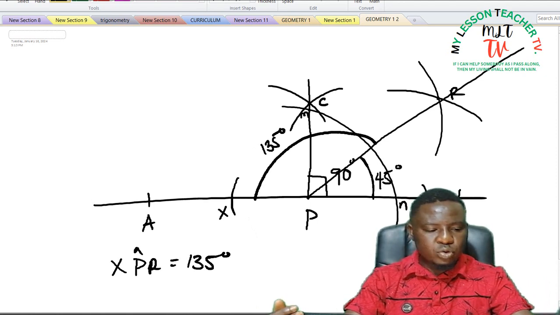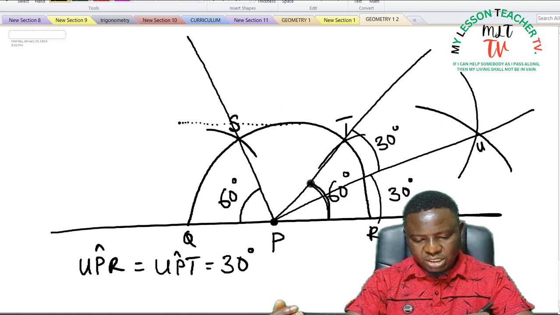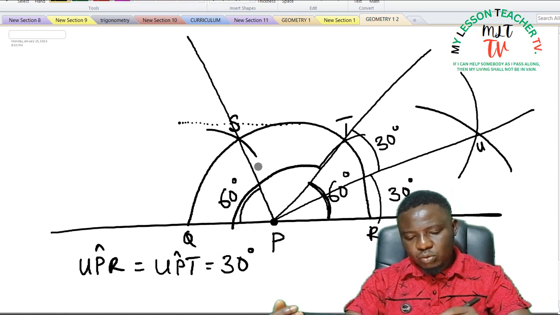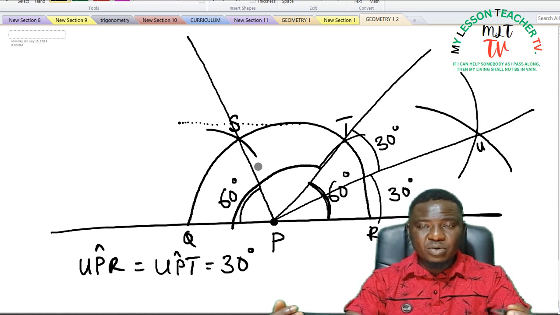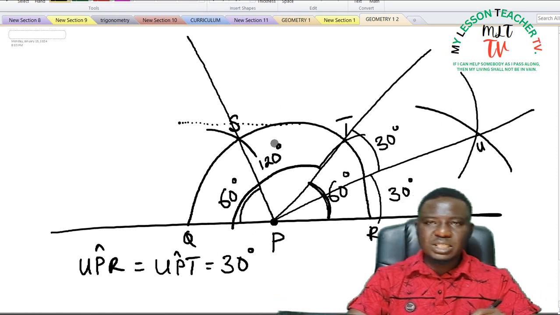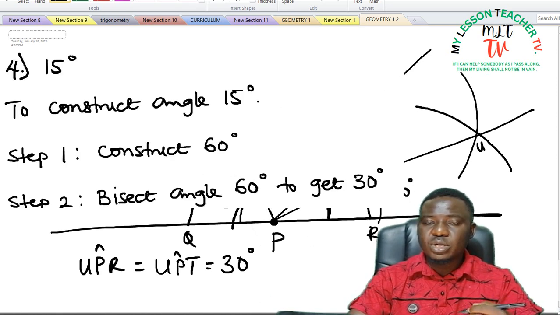Same thing happens when we constructed angle 60 degrees. If this is angle 60 degrees, then this other obtuse angle is angle 180 minus 60, which is equal to angle 120 degrees. So by construction of angle 60 degrees, you can get either angle 60 degrees or angle 120 degrees on the other side.